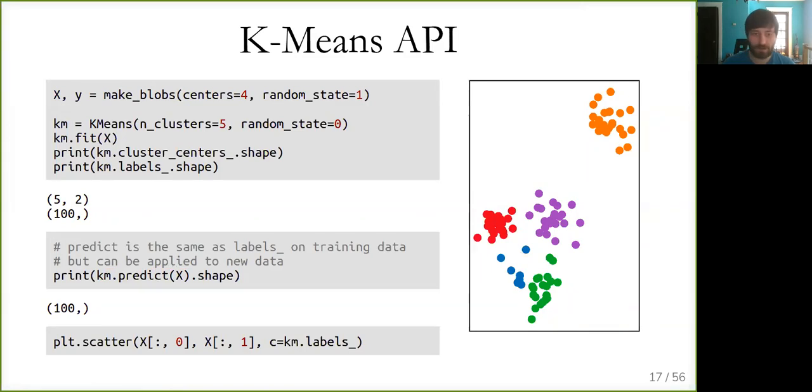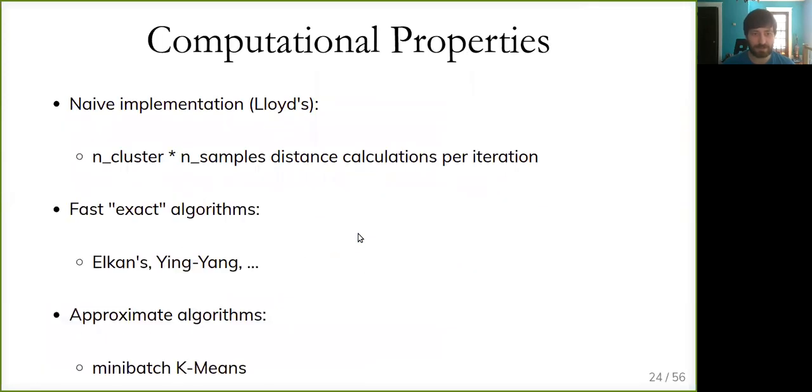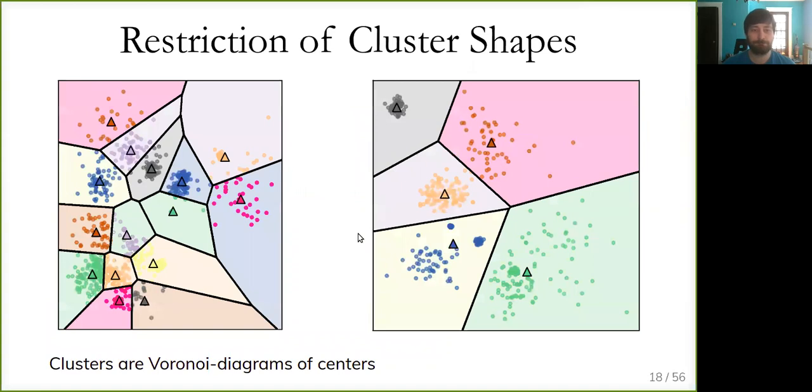So a couple of properties of k-means that are interesting. The first is the cluster shapes are limited to be the Voronoi diagram of centers. So basically, if you don't know what a Voronoi diagram is, doesn't matter so much, but basically it means that the boundaries of each cluster are convex. And so you can only have relatively simple shapes.